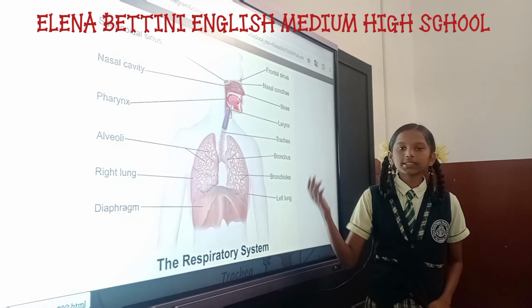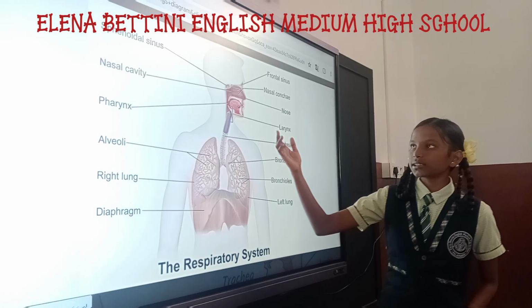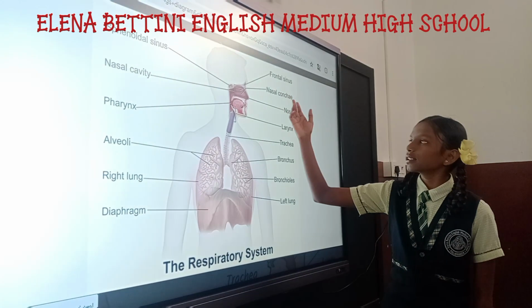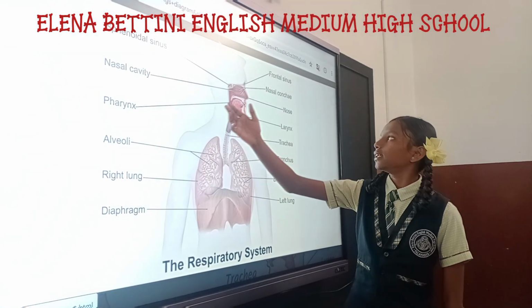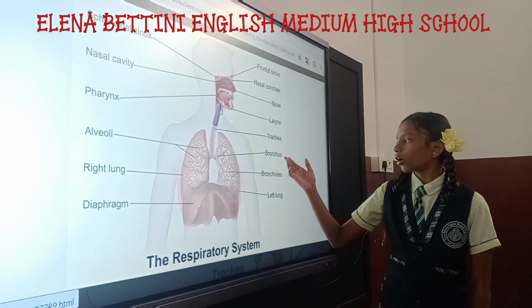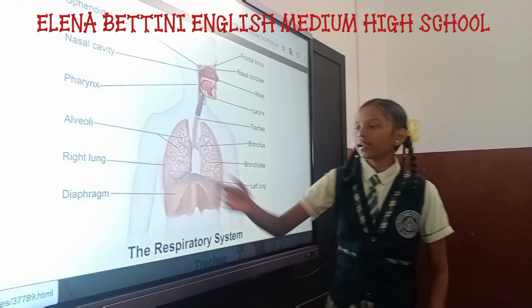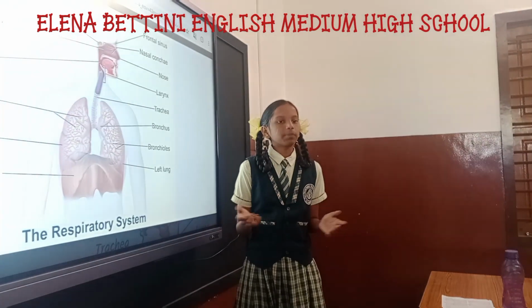Today I am going to present a seminar on the topic of respiration in lungs, the parts of the respiratory system: sphenoidal sinus, frontal sinus, nose, nasal cavity, nasal concha, pharynx, larynx, trachea, bronchus, bronchioles, alveoli, right lung, left lung and diaphragm.